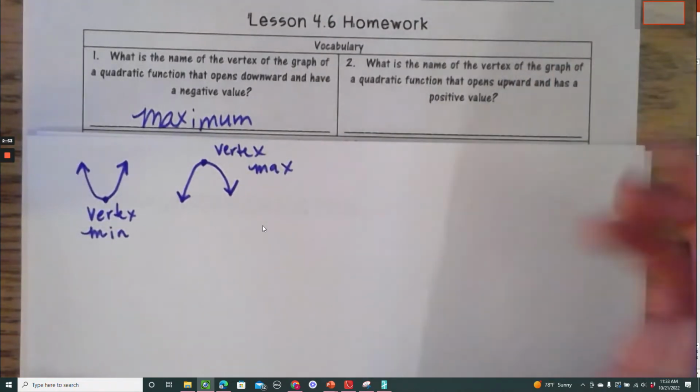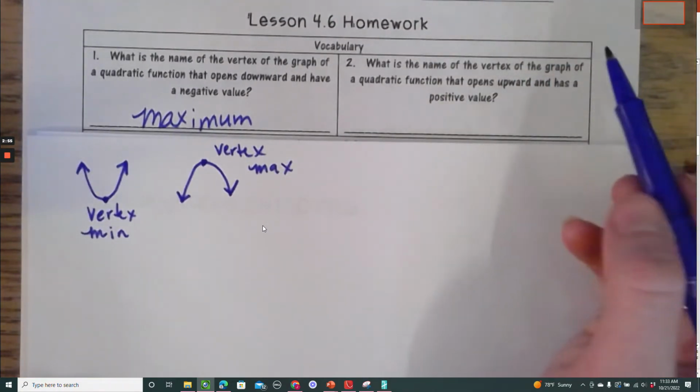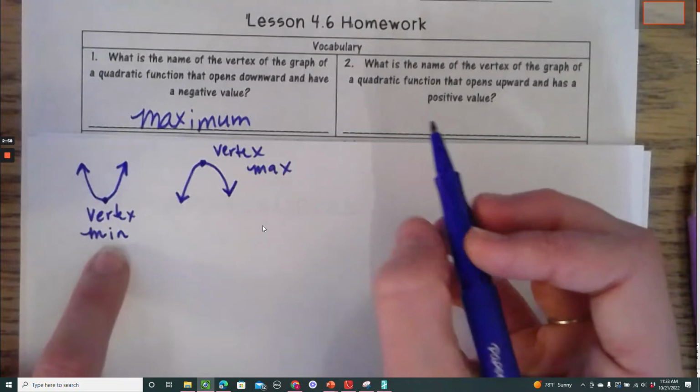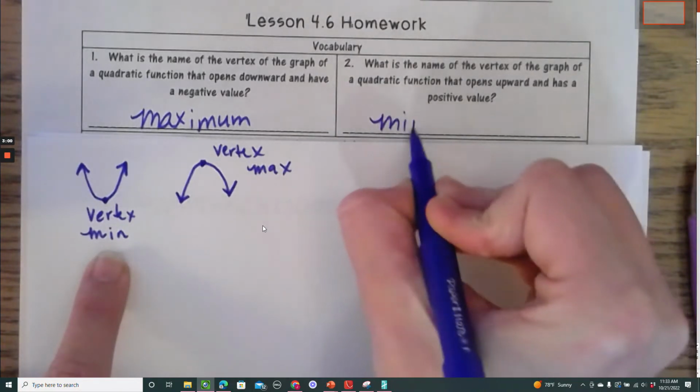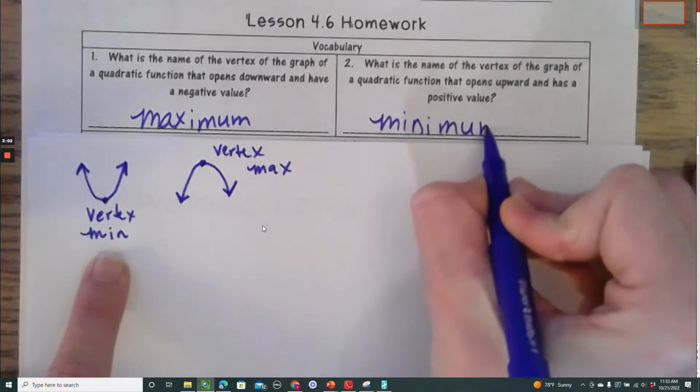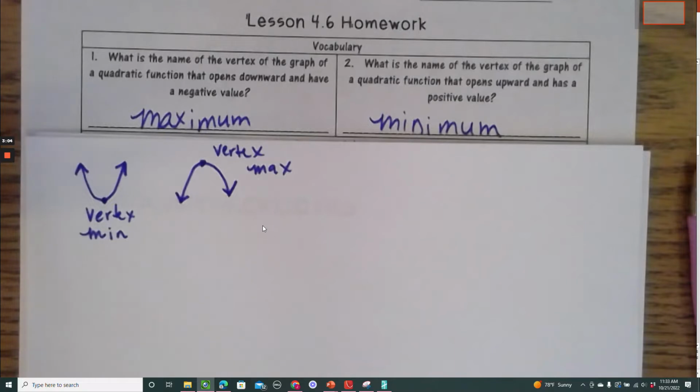Number two, what is the name of the vertex of the graph of a quadratic function that opens upward? That's the minimum. So a max and a min. And your calculator will find the max and the min for you.